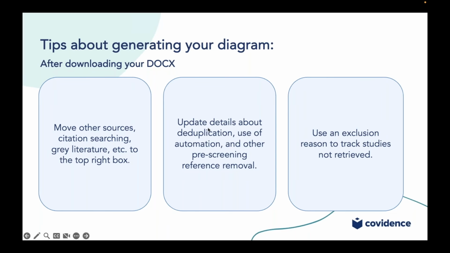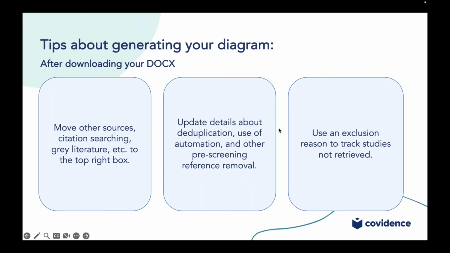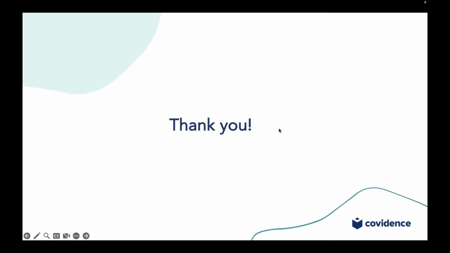The second thing, you need to update details about the deduplication, use of automation, and other pre-screening reference removal. Anything that's removed before the screening, you will need to update that in the duplicate box. And then the last thing that you need to do is you need to use an exclusion reason to track the studies that are not retrieved, and then you can update your Prisma accordingly. So that's about it. The demo completes here.